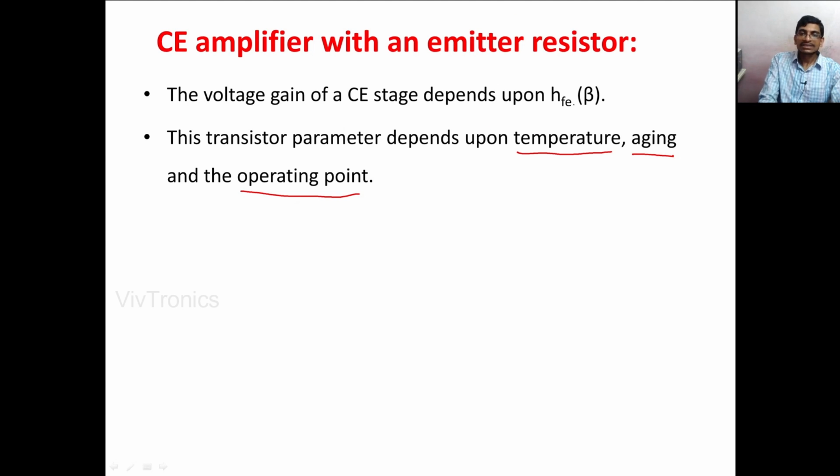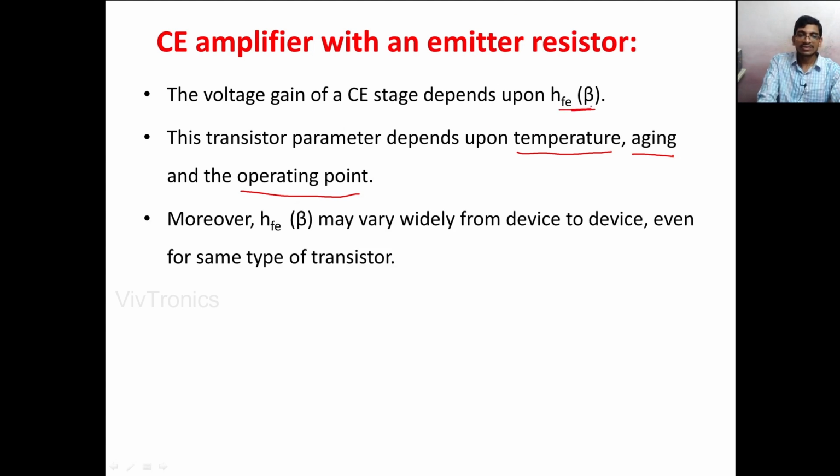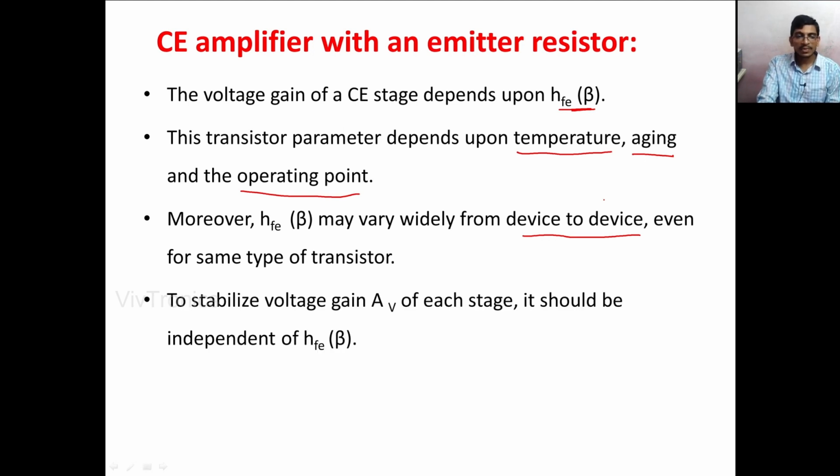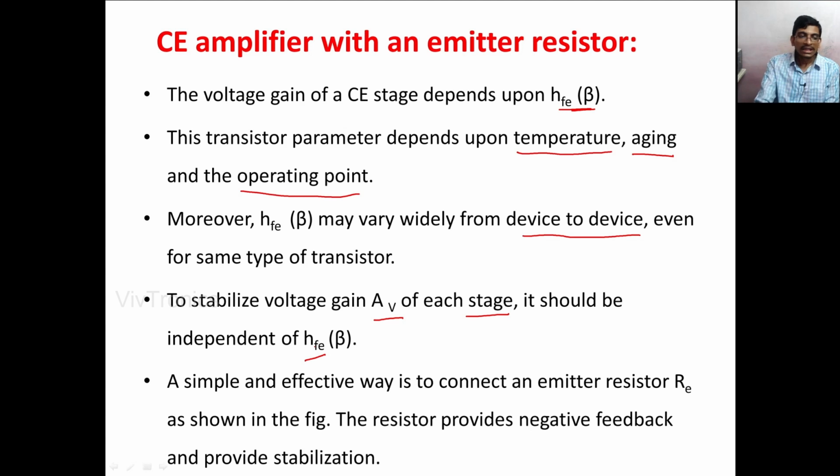Because of these reasons, the voltage gain of the CE amplifier is not constant. It is always depending upon the HFE value, which is the beta value. Therefore, the HFE value is also not constant, it is different from one device to another, even if we use the same number transistor. So when we replace the old transistor with a new one, we may get a different gain. In order to eliminate these problems, we have to stabilize the voltage gain. To stabilize the voltage gain AV of each stage, it should not depend upon the HFE or beta value. Therefore, a simple and effective way is to connect the emitter resistance Re as shown in the figure.